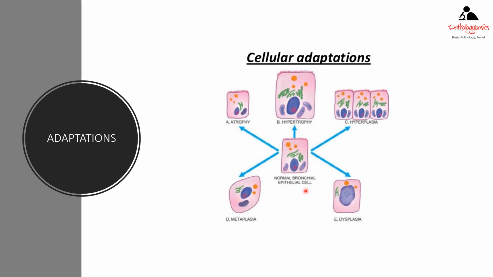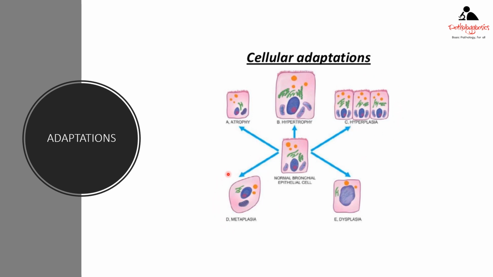Adaptations are of various types, and this figure is quite illustrative of that. This is a normal bronchial epithelial cell. What is the difference between A and the normal? It is lesser in size. So when the cell decreases in size, it is atrophy. In B, the cell is increased in size. So this is hypertrophy. The cells have multiplied in number in C. Such a change where one changes to many is called hyperplasia.